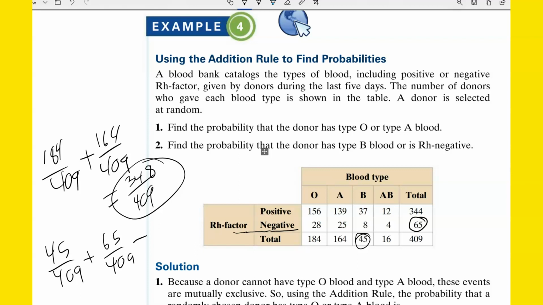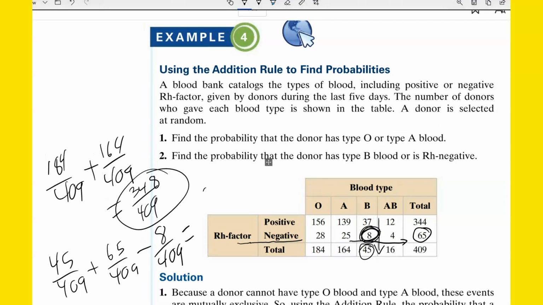But they're not mutually exclusive. They're overlapping. You can be both. So this 8 got counted when we added down that column, and it got counted when we added across that row. So the 8 got counted twice, so we have to subtract that overlap right there. So we're subtracting 8 out of 409 to get a total. It's 102 out of 409 is my total answer.